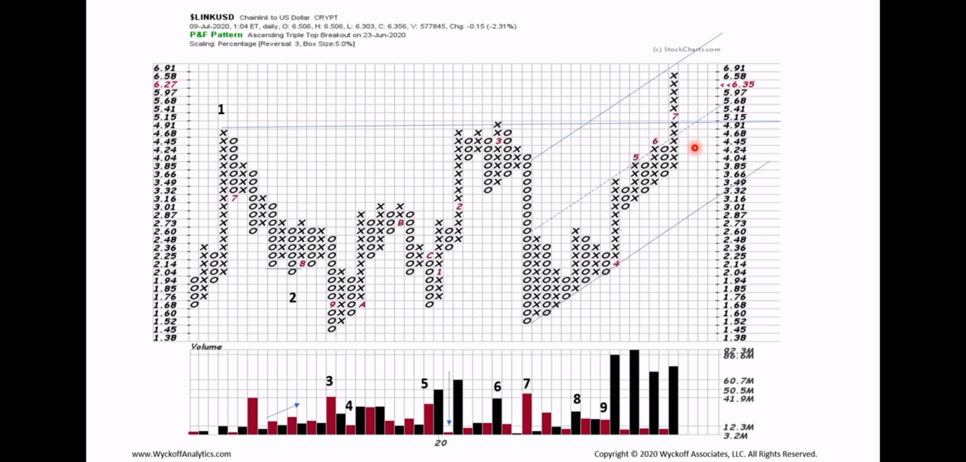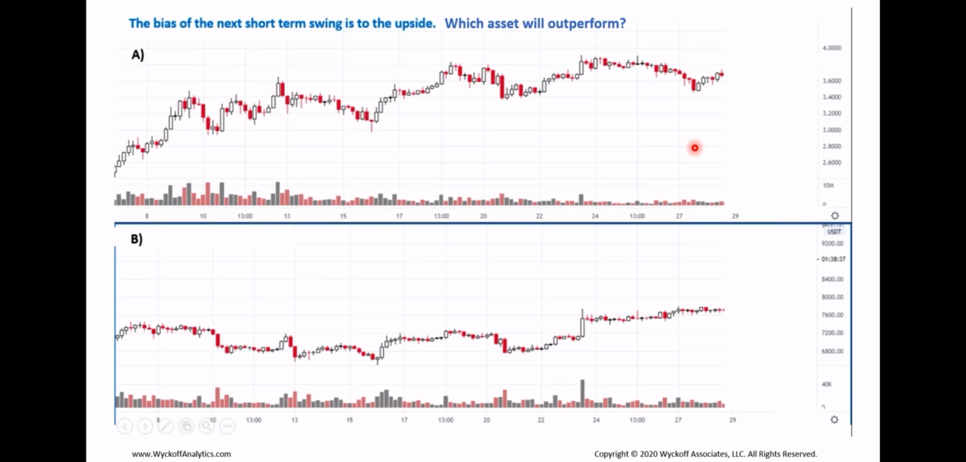So now that you have explored the basics of the selection process, let's practice together. Here's a very interesting exercise. The bias of the market is to the upside. You want to open a long here. Which asset will outperform, A or B? Which asset will have the best rally? I'll take a short break, just 1 minute, but in the meanwhile, please type your answer. Asset A or asset B? 1 minute.